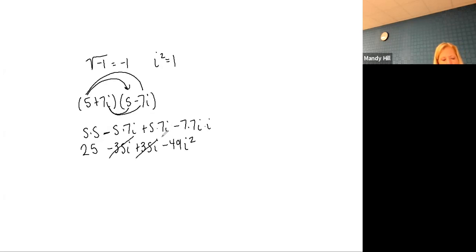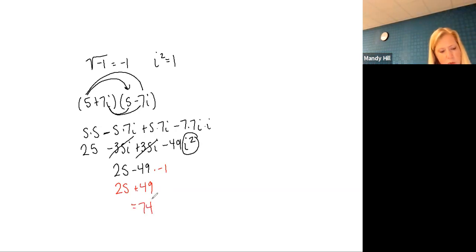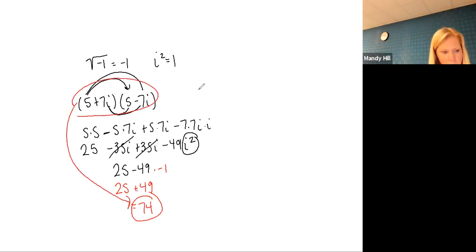Well, these are going to go away because they cancel each other out, and we're going to have 25 minus 49i squared. And remember that i squared is negative 1. So negative 49 times negative 1 is going to be a positive 49. Well, we're able to put that together too. So 25 plus 49 ends up being the final answer, which is 74. That's kind of crazy that all of this stuff collapsed out into just 74.